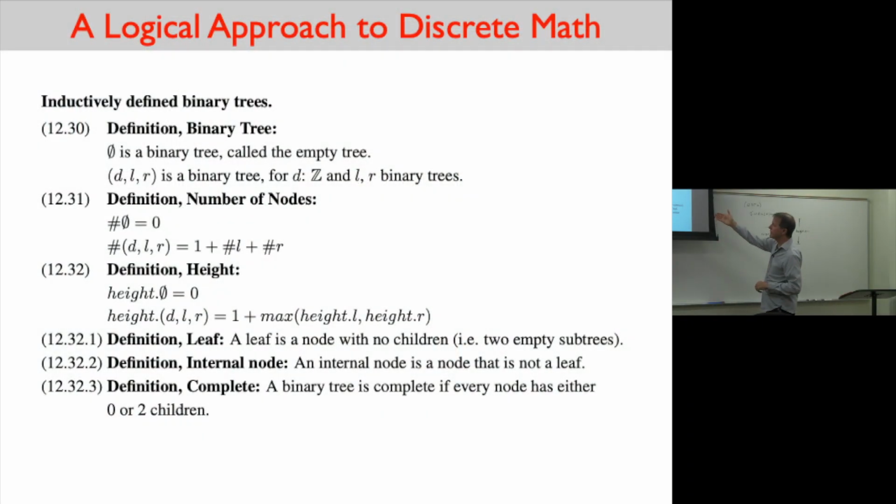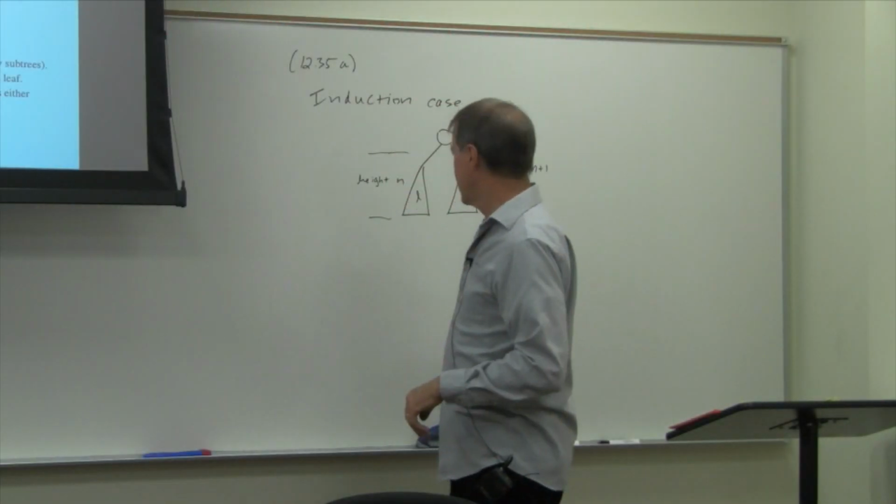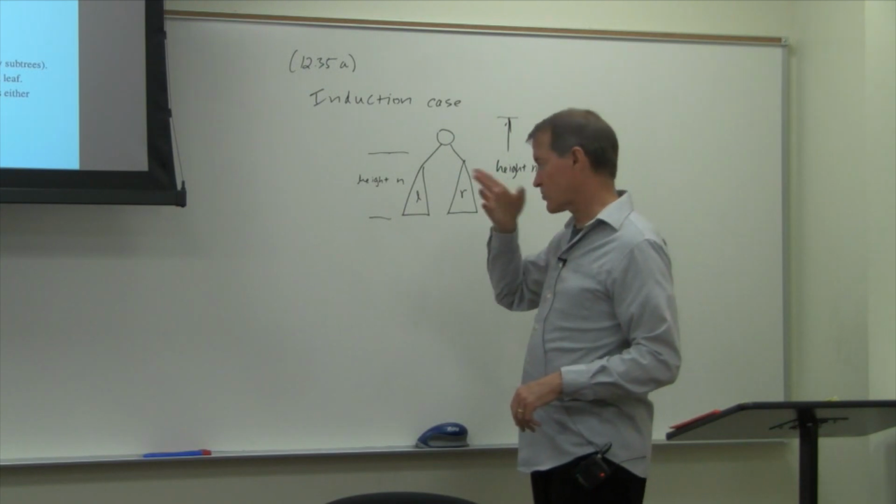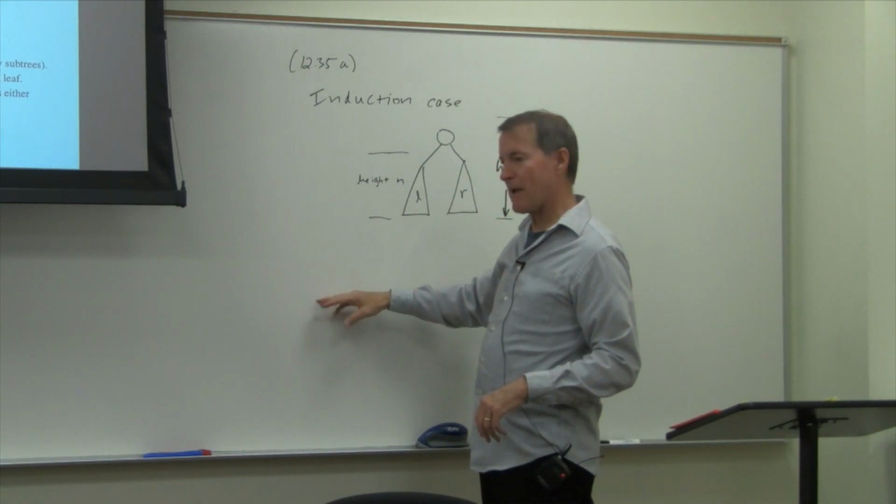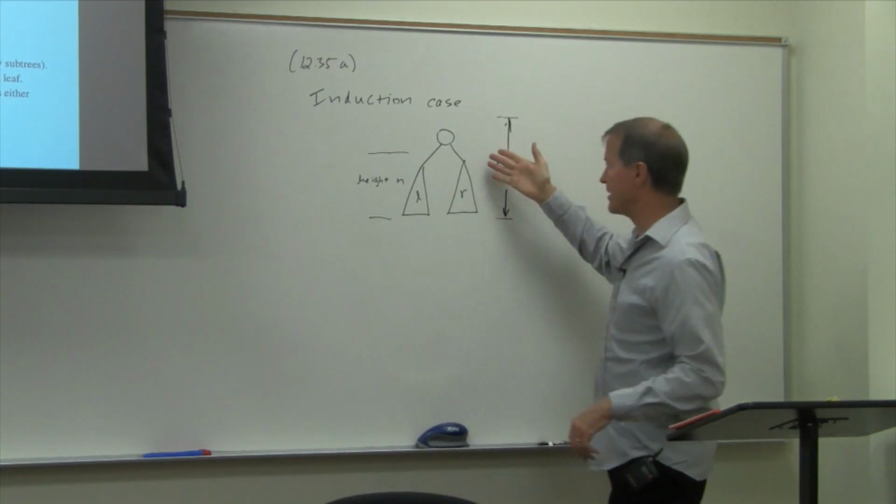I see what the problem is. The problem is that in the previous one we had 12.31, which is the definition of number of nodes, but here we don't. Here the definition of leaf isn't an equation. You see what I'm saying? That's where you're stuck. Correct. So we can just write it out. You can just write it out, but there's still a little bit of math involved.